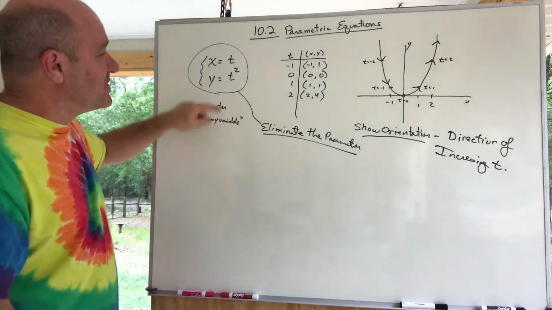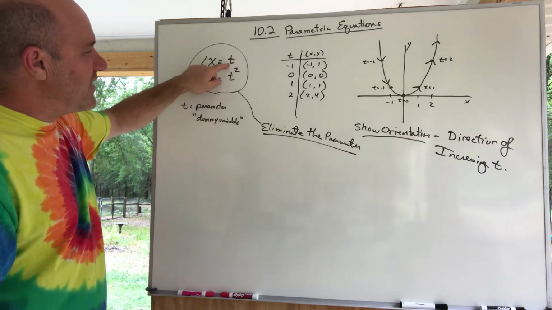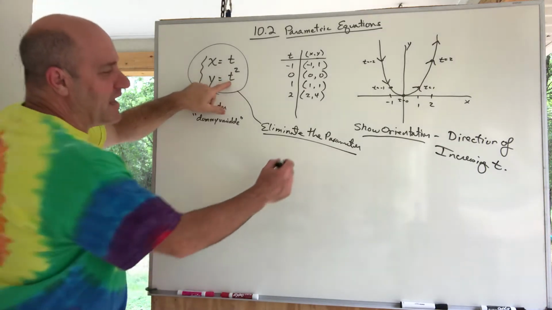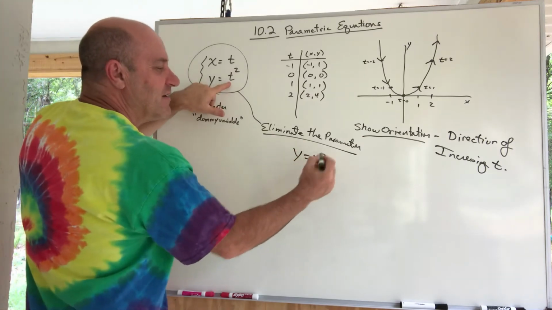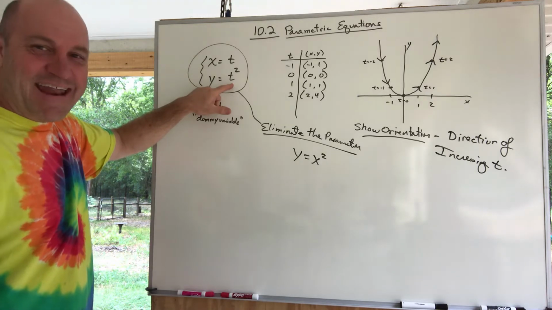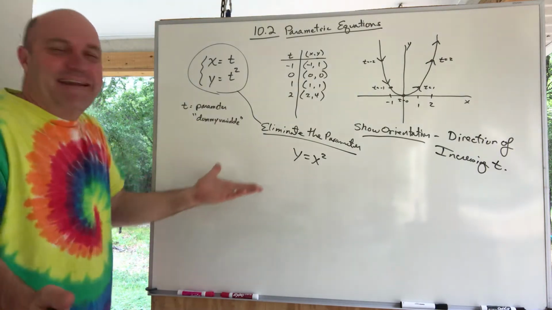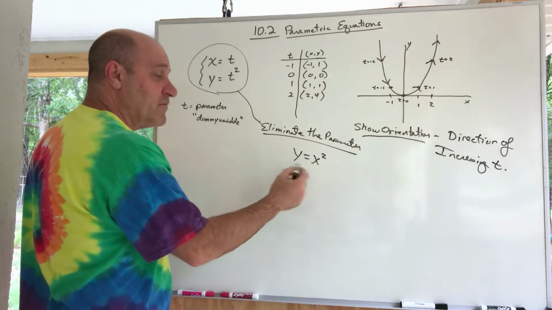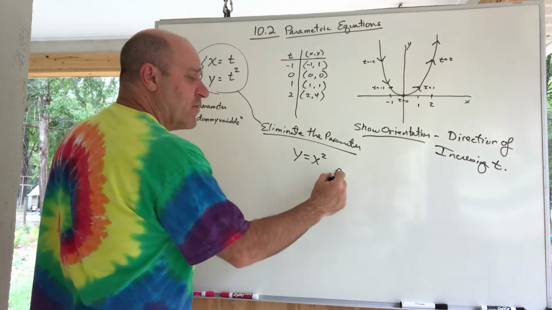And it's easy. It's like a substitution game. Of course, you saw this one. If X is t, you can plug it in there for t, and you get the relationship Y equals X squared. So by substituting t equals X, I eliminated the parameter. Sometimes it's more complicated than that. But we eliminate the parameter and we see what's called the rectangular equation.